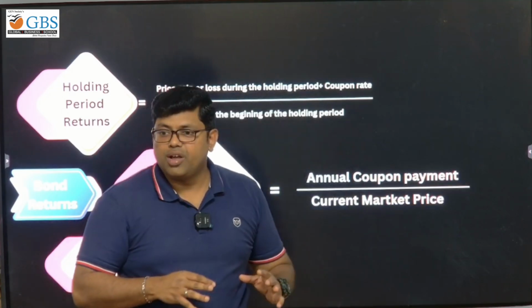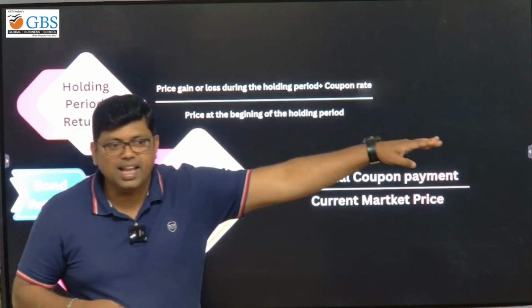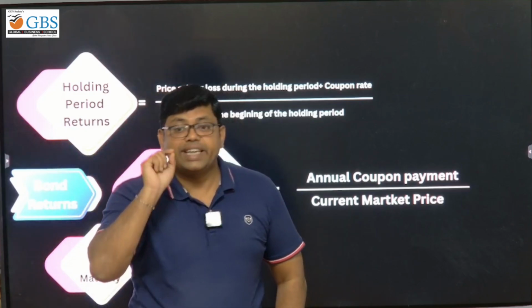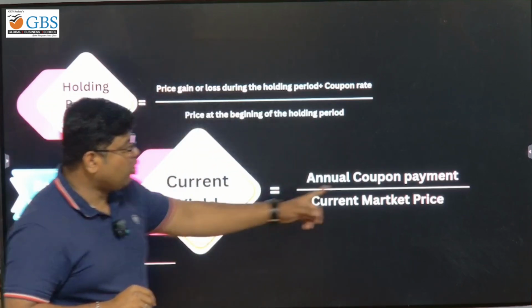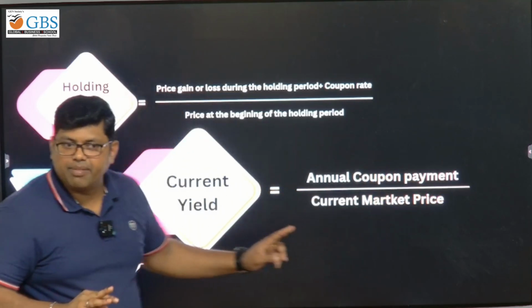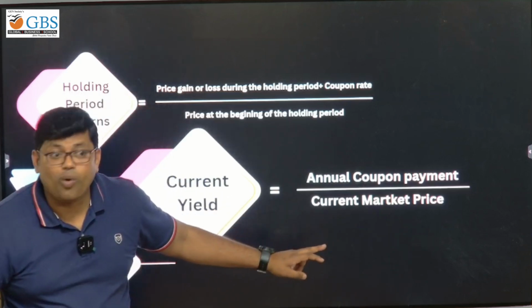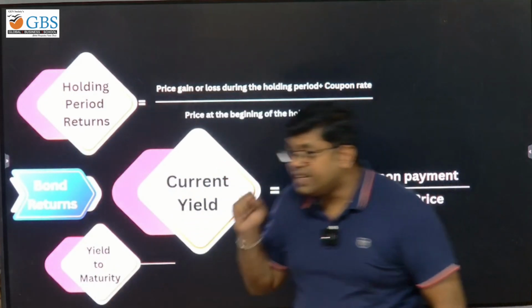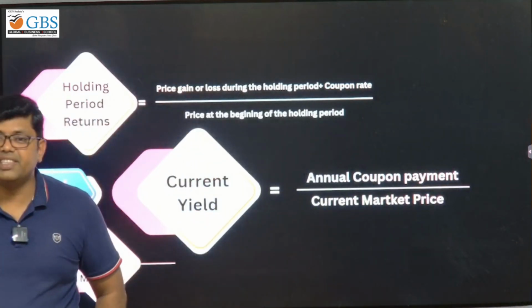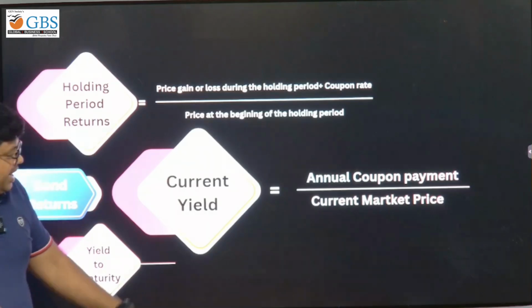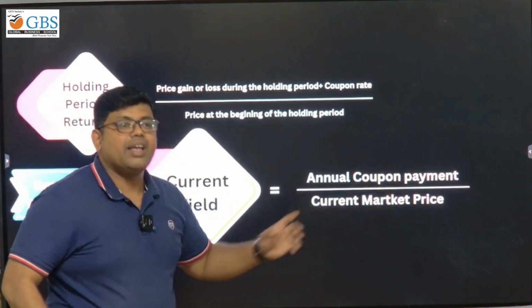You are not selling, you are just finding the current yield. Are you understanding? So what is the current price? 120 in the secondary market. So what is the current yield? Annual coupon payment in our example is 10 rupees divided by 120. What is the percentage? 8.33. So that is the current yield. Very, very simple. Any doubt up to this? Clear? Understood? So current yield is equal to annual coupon payment divided by current market price.